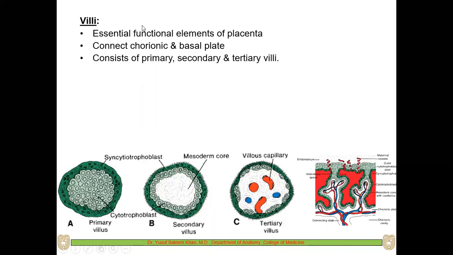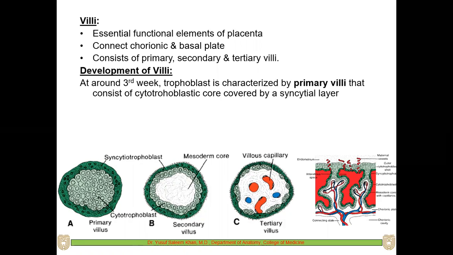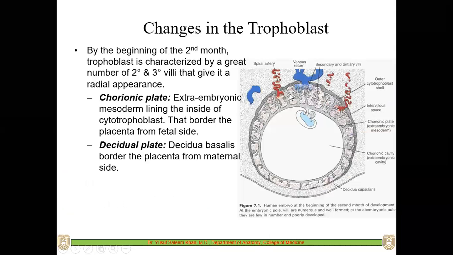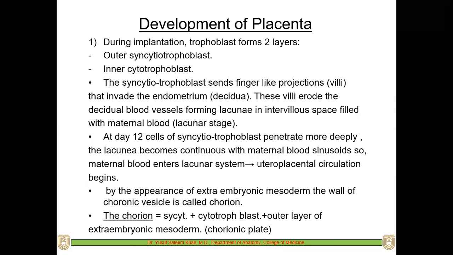Now we should know that there are three types: first degree, second degree, and third degree, or the primary, secondary, and tertiary. These are the pictures. This is the primary villus, secondary villi, and the tertiary villi. So how do they differentiate? The development of the villi. At around the third week, the trophoblast is characterized by primary villi that consist of the cytotrophoblast core covered by a syncytiotrophoblast. If you go back to this picture, if you remember, this is the picture showing it.